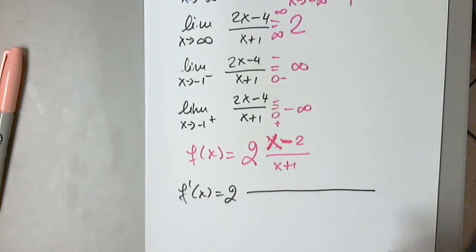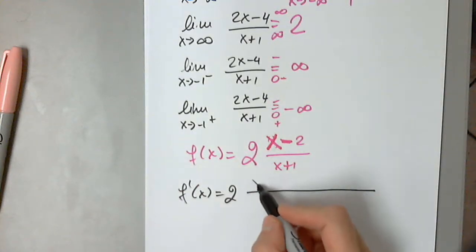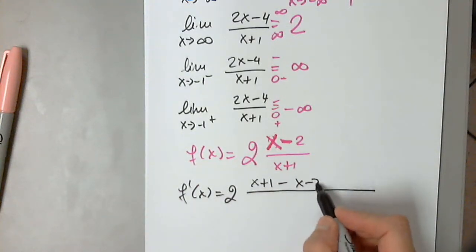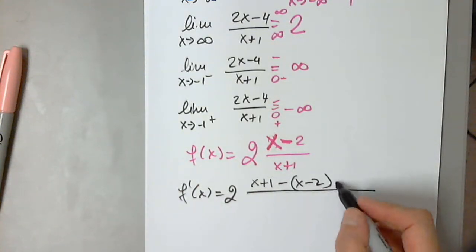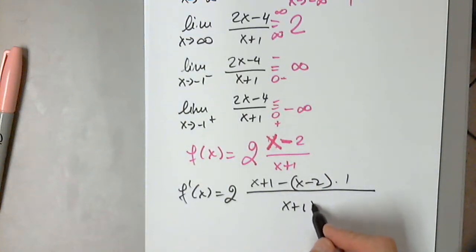2 will stay outside. And now we differentiate the ratio. The top prime is 1 times the denominator minus the top times the denominator prime, which happens to be 1, over x plus 1 squared. I cannot stress enough, please do not get tempted to simplify these two. You cannot. This is a term. These are two terms, and those are factors.